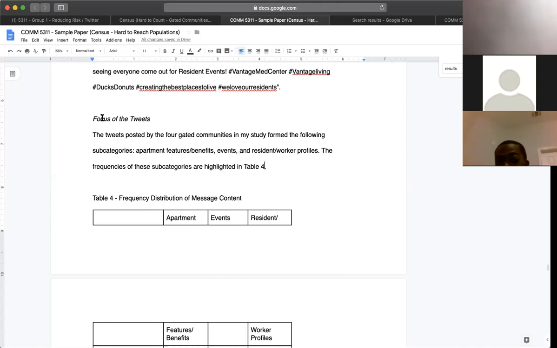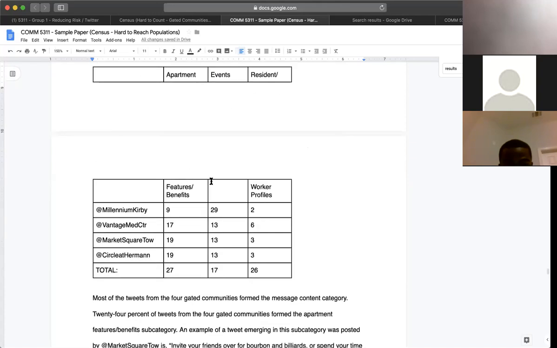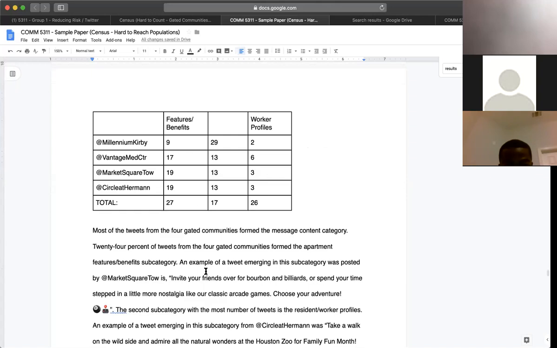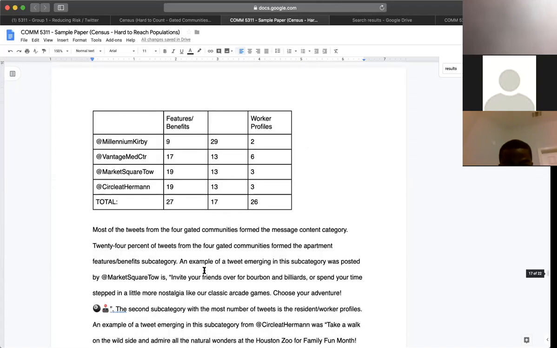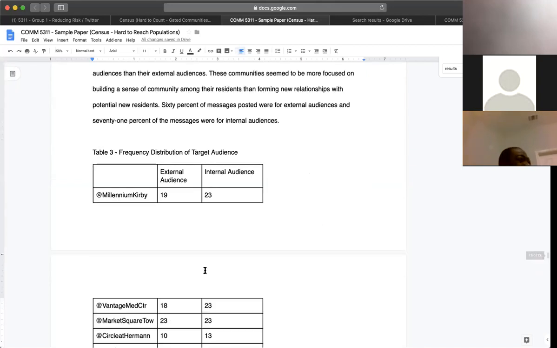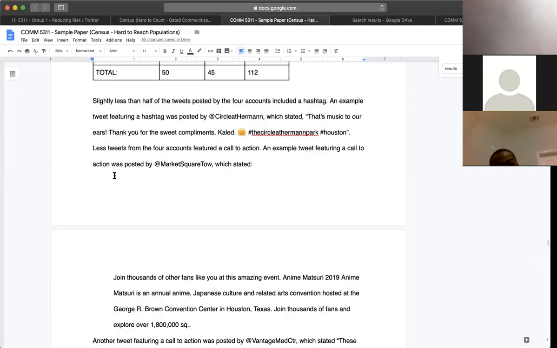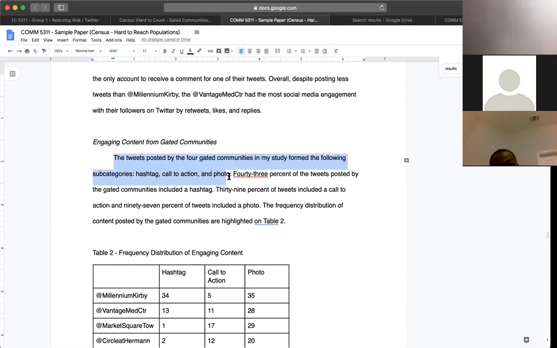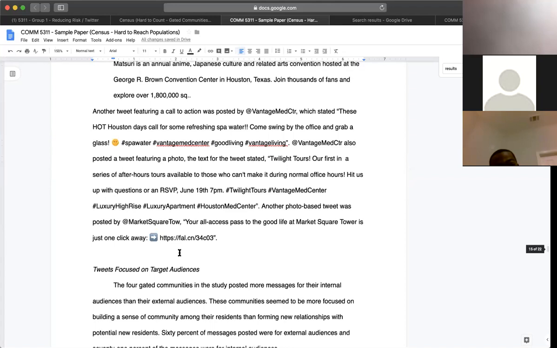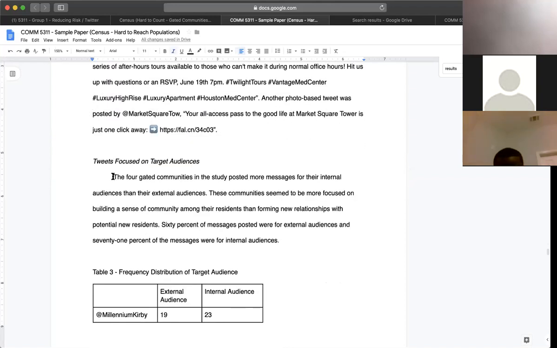Right. The last one is focus of the tweets. And so this one either focused on apartment features and benefits, events, or resident worker profiles. And most of these, I actually didn't do that. Y'all got lazy. It was late. I got very lazy. And also I realized there's one thing I didn't put here either. So remember how I said it's great to introduce the table and the columns and everything? Yeah. Mm-hmm. So I did not do that here either.